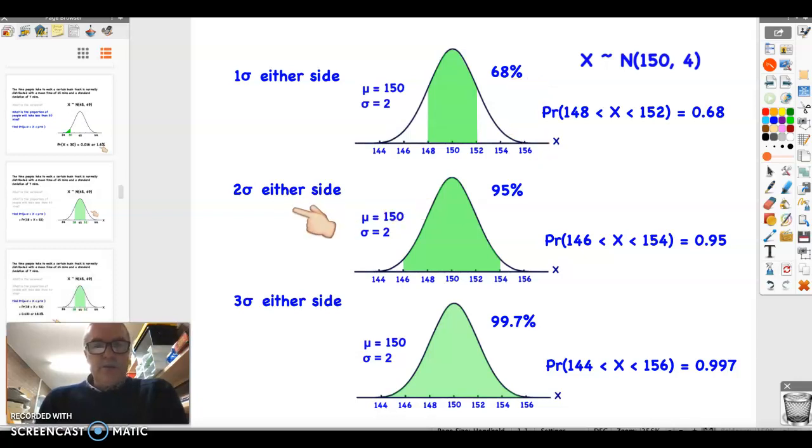Once we go out to 2 standard deviations either side of the mean, that area jumps up to 95%. You can see that in the way that it's shaded. And then by the time you look at 3 standard deviations either side of the mean, we're talking about 0.997 or 99.7% of the outcomes will be between those two boundaries. And that's why I say practically all outcomes will lie within 3 standard deviations of the mean for a normally distributed variable.